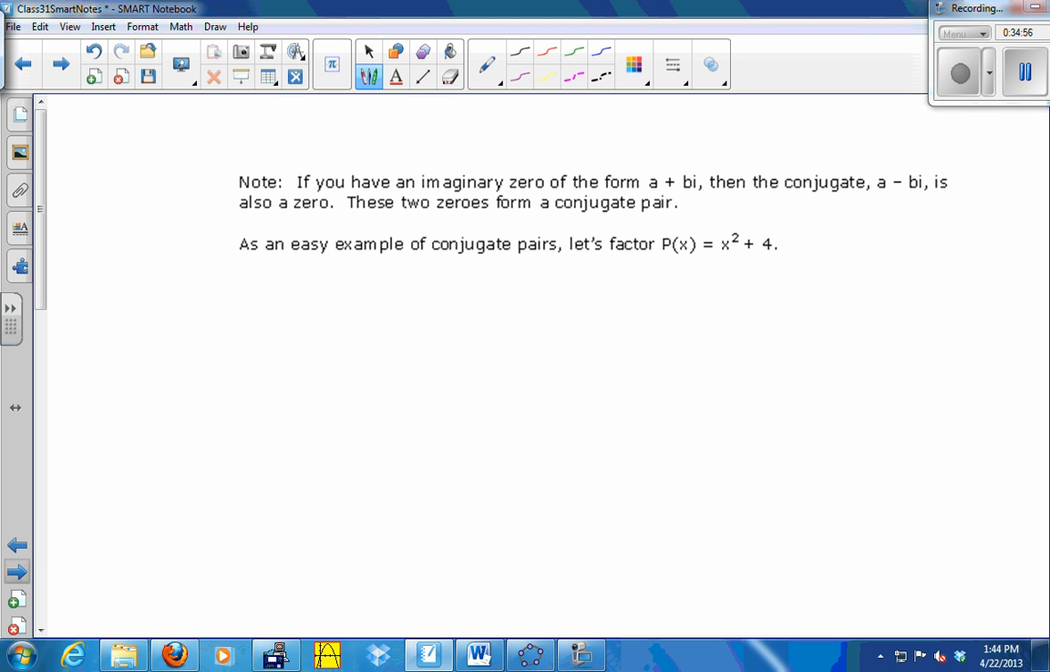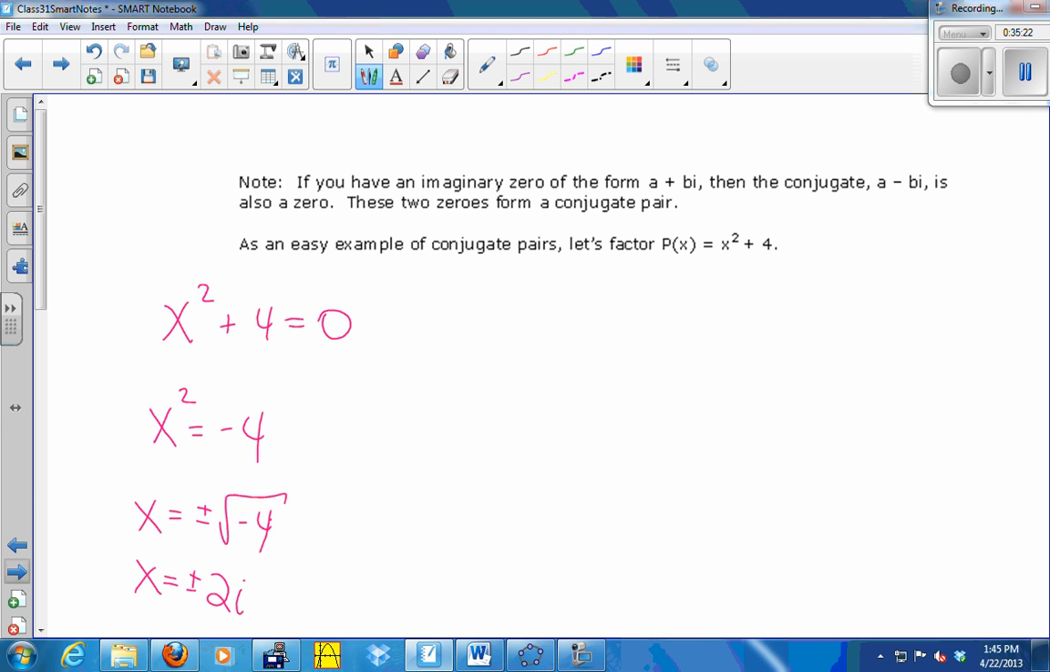So for example, x squared plus 4, I want to find its two zeros. It's a second degree, so it should have 2 zeros. I find them by setting x squared plus 4 equal to 0. So I get x squared is -4, which means that x is plus or minus the square root of -4, which is 2i. 0 plus 2i, 0 minus 2i. So those two are complex conjugates. And that means I can factor x squared plus 4, x minus 2i, x plus 2i.